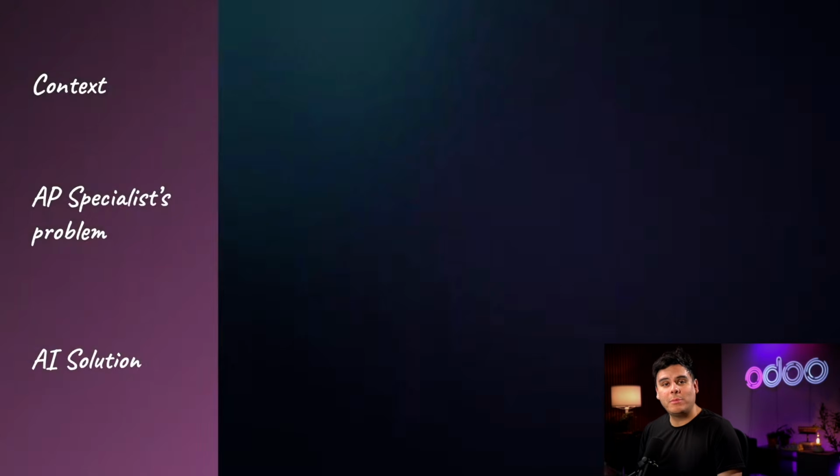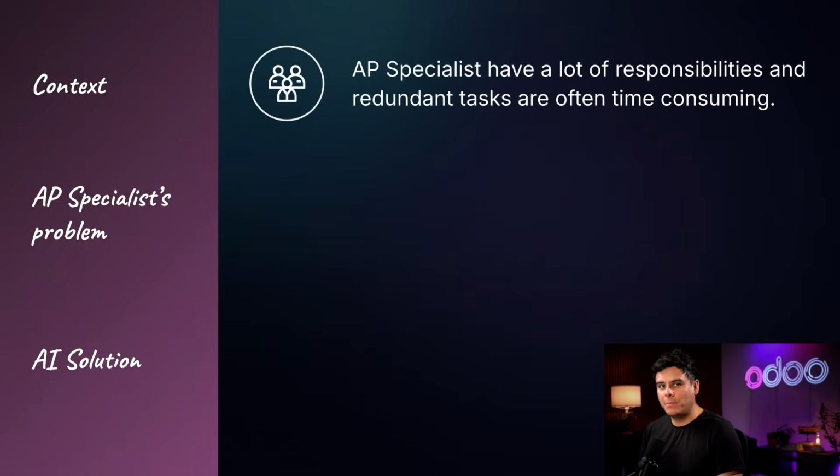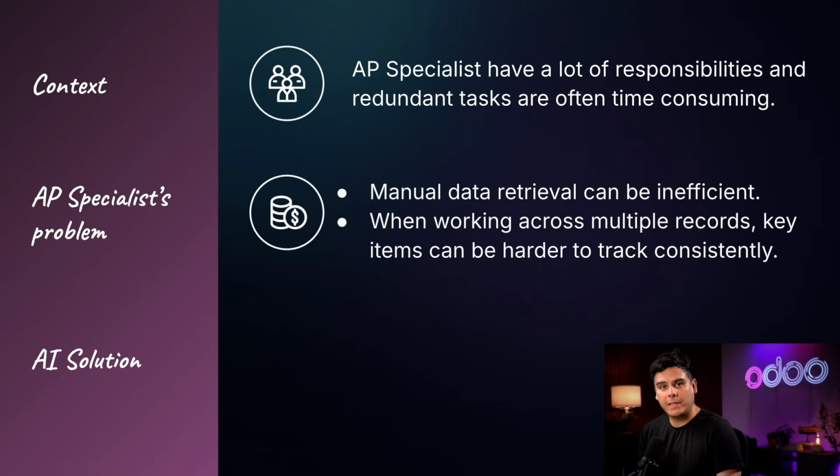As an accounts payable specialist, I have a lot of responsibilities to juggle, from processing invoices to maintaining records, managing payments, and so much more. I'm often juggling multiple records, filtering data manually, and double checking numbers so that I can answer simple questions like what's due this month or which vendors do we owe the most money to. While Odoo has powerful reporting insights, retrieving specific data may involve navigating reports and applying filters, which can become time consuming. This is where Odoo AI comes in.